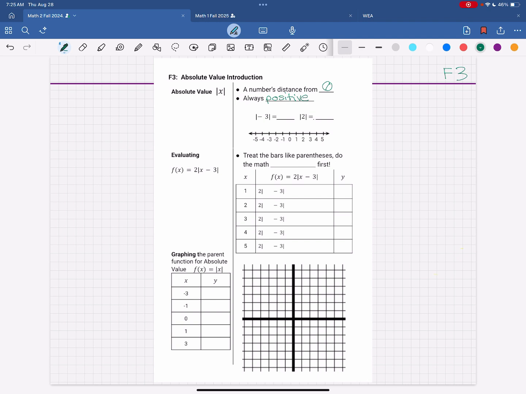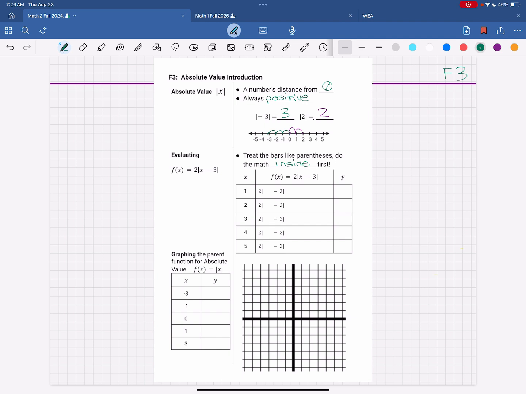So the distance from -3 to 0 on the number line is 3. Likewise, the distance from 2 to 0 on the number line is 2. When you are evaluating absolute value functions, you want to treat the bars like parentheses, which means you do the math inside first. So we're going to complete a function table here for these values.